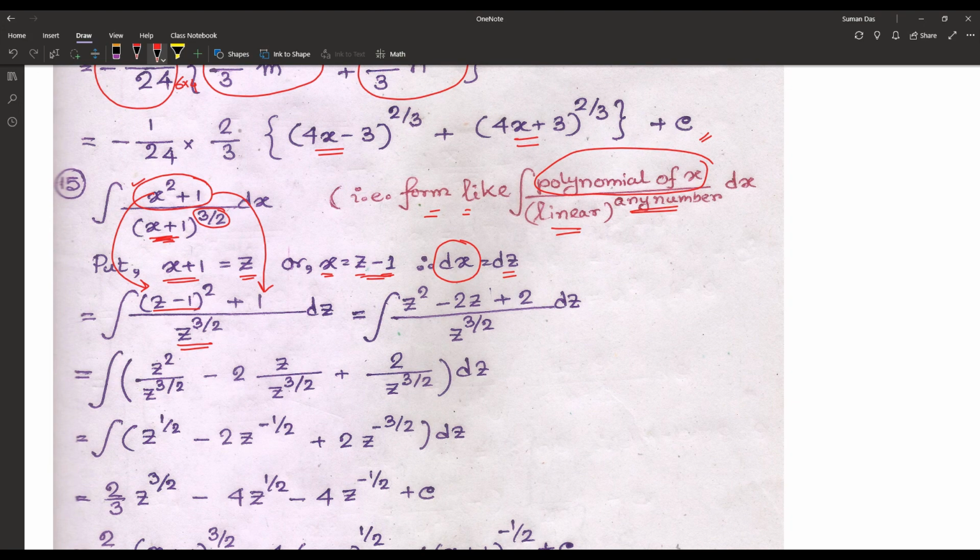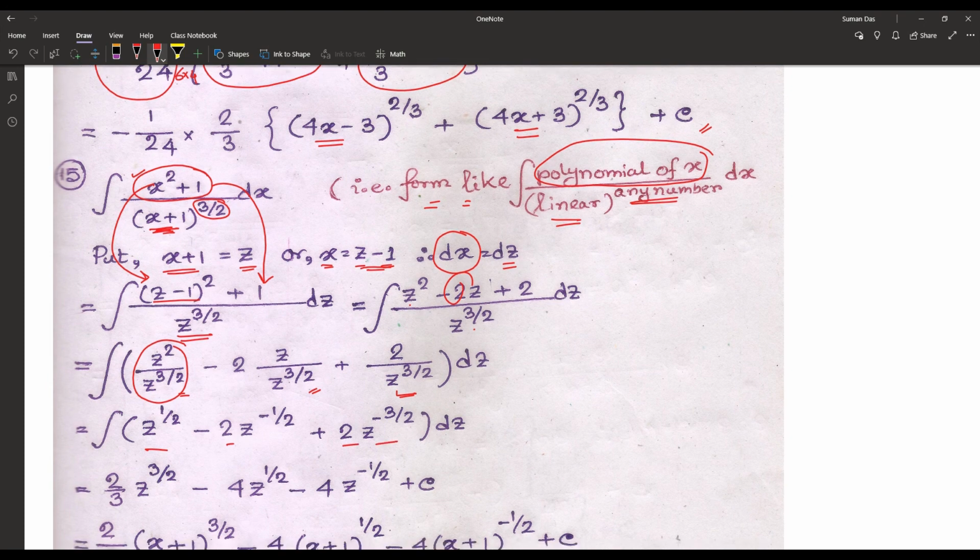power 3 by 2. So simply divide each and every part of the numerator by z to the power 3 by 2. Z square divided by z to the power 3 by 2, minus 2z by z to the power 3 by 2, plus 2 divided by z to the power 3 by 2. Finally we get z to the power half minus 2 into z to the power minus half plus 2 into z to the power minus 3 by 2.